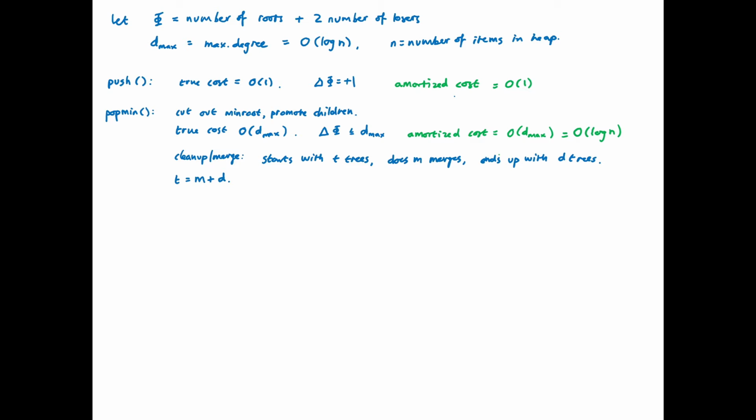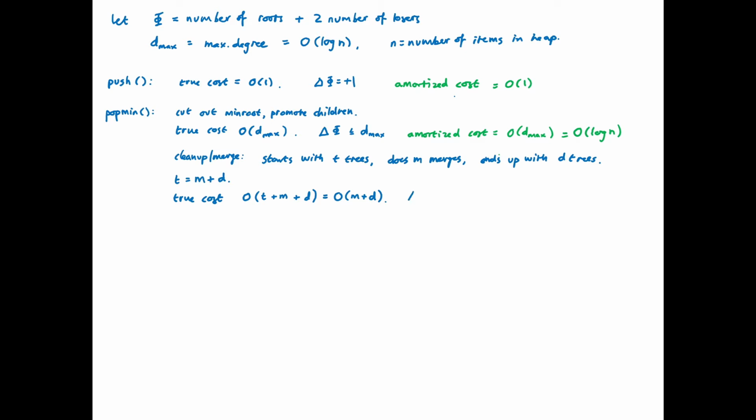Now let's think of what the costs are. The true cost is, well, what does the merging procedure have to do? It has to iterate through every single one of the trees, and it has to do a certain number of mergers, and at the end it has to copy all those final trees that it ends up with back into the root list. Well, let's simplify this. We've got T plus M plus D. T itself is M plus D, so this is 2 times M plus D. In the big O notation, we don't actually care about the constant, so this is just O of M plus D.